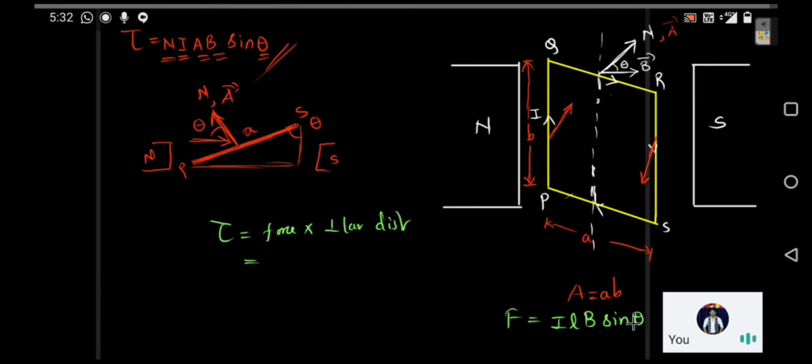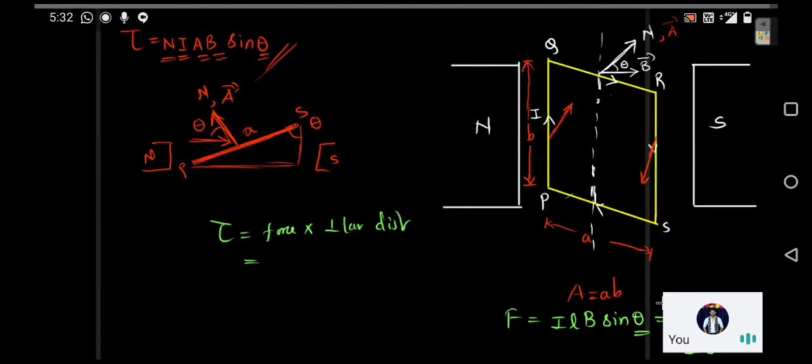But here, theta will be what? The angle between L and B is going to be 90 degrees. So sine theta will become 1. So this will come to IL into B. And the length of the wire PQ and RS is taken as small b. So this one will become IB into B. How does this become 90?